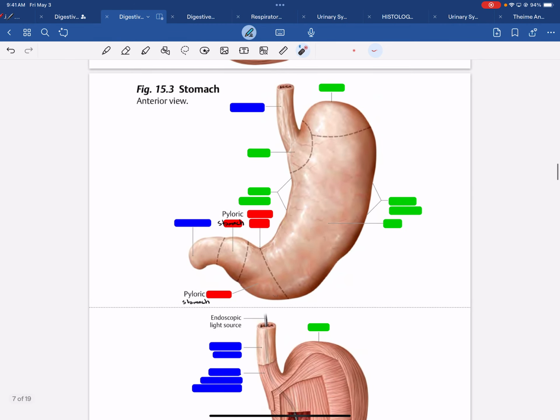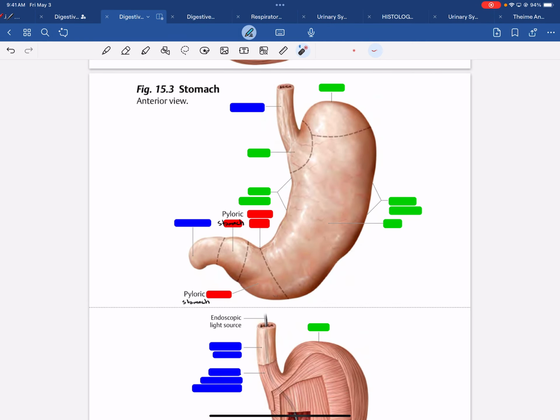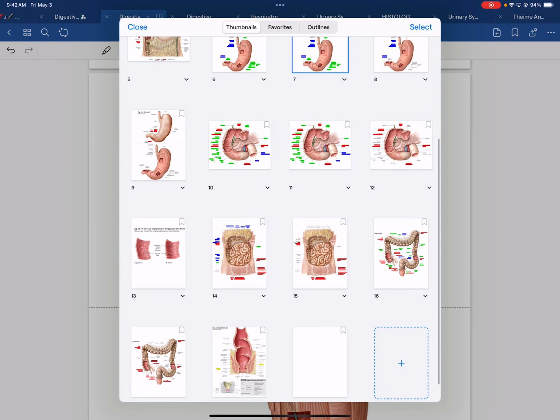Here's the stomach, just again. And let's see. What is this region? Good, the fundus. This region? The cardia. This region? The body. And then this region? Good, pyloric. What is this? Greater curvature here, lesser curvature. Good. All right. So that's the stomach.